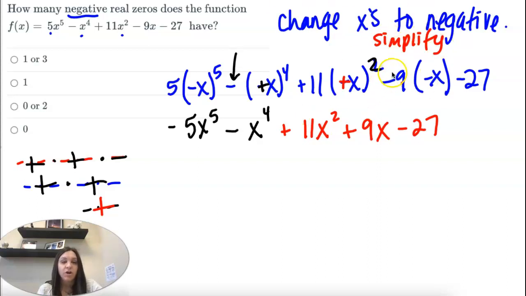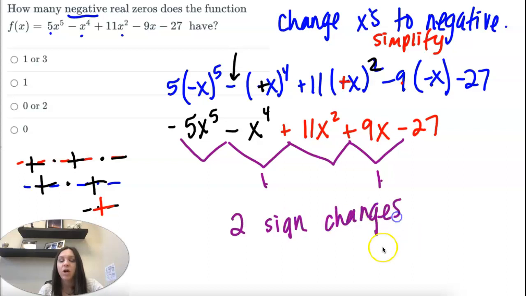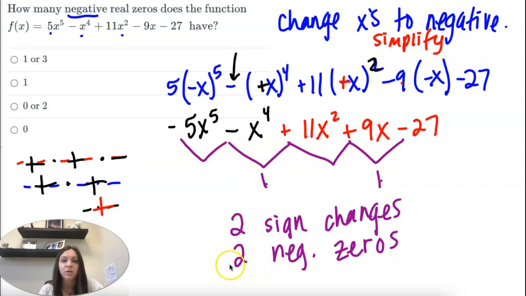Next, we're going to do what we already did. We're going to count our sign changes. So I have a negative to negative, negative to positive, positive to positive, positive to negative. So I have two sign changes, which means I have a possibility of two negative zeros. And we do the same thing. It's two, and we're going to go down in twos to zero. So zero or two are our possibilities.